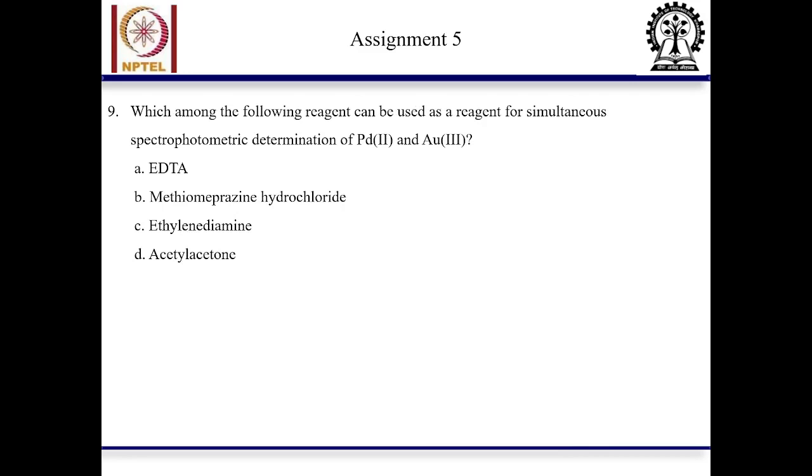Okay, now I'm going to question 9. Which among the following reagents can be used as a reagent for simultaneous spectroscopic determination of palladium 2 and gold 3? Any guesses for this question number 9? Can anyone just write in the chat box what should be the answer for this question?